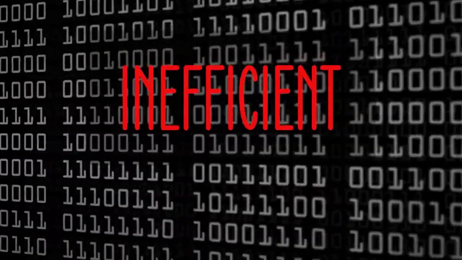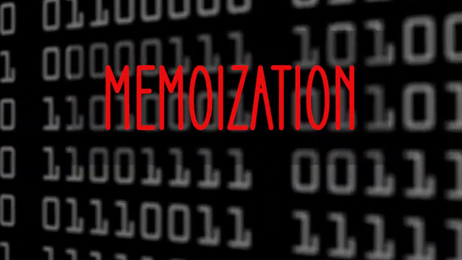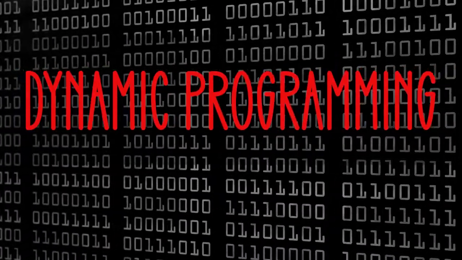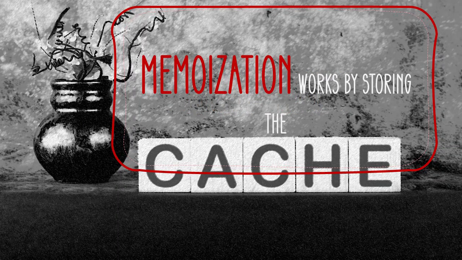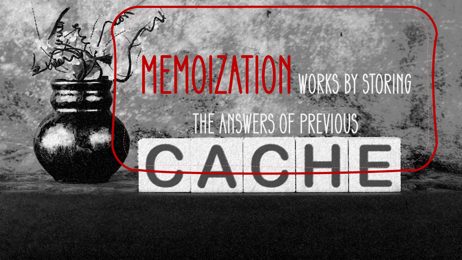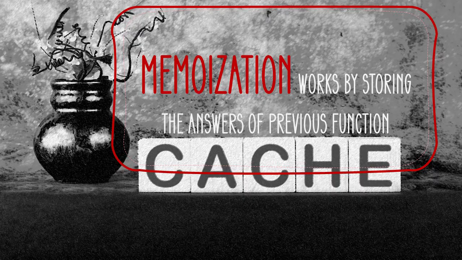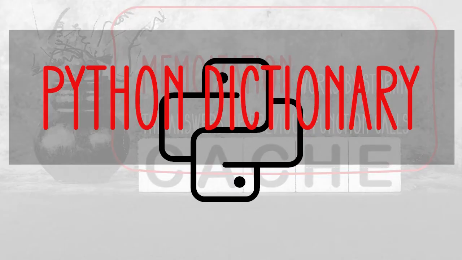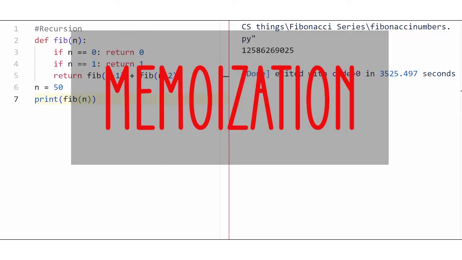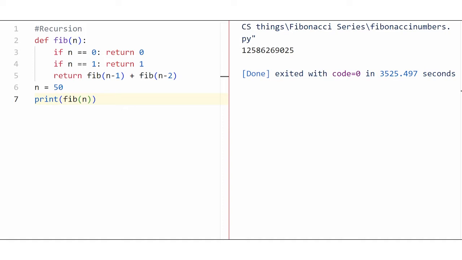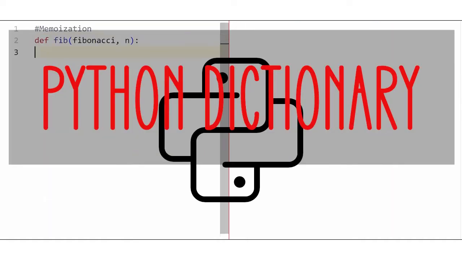So how do we fix this? This problem can be solved by memoization. This is a concept of dynamic programming. Memoization works by storing the answers of previous function calls, usually to a dictionary in Python, and with a few modifications in the code we wrote earlier, we can implement this concept of memoization. So if we look at the code, it's very familiar and virtually no difference at all other than adding a dictionary to it. So how does it perform?